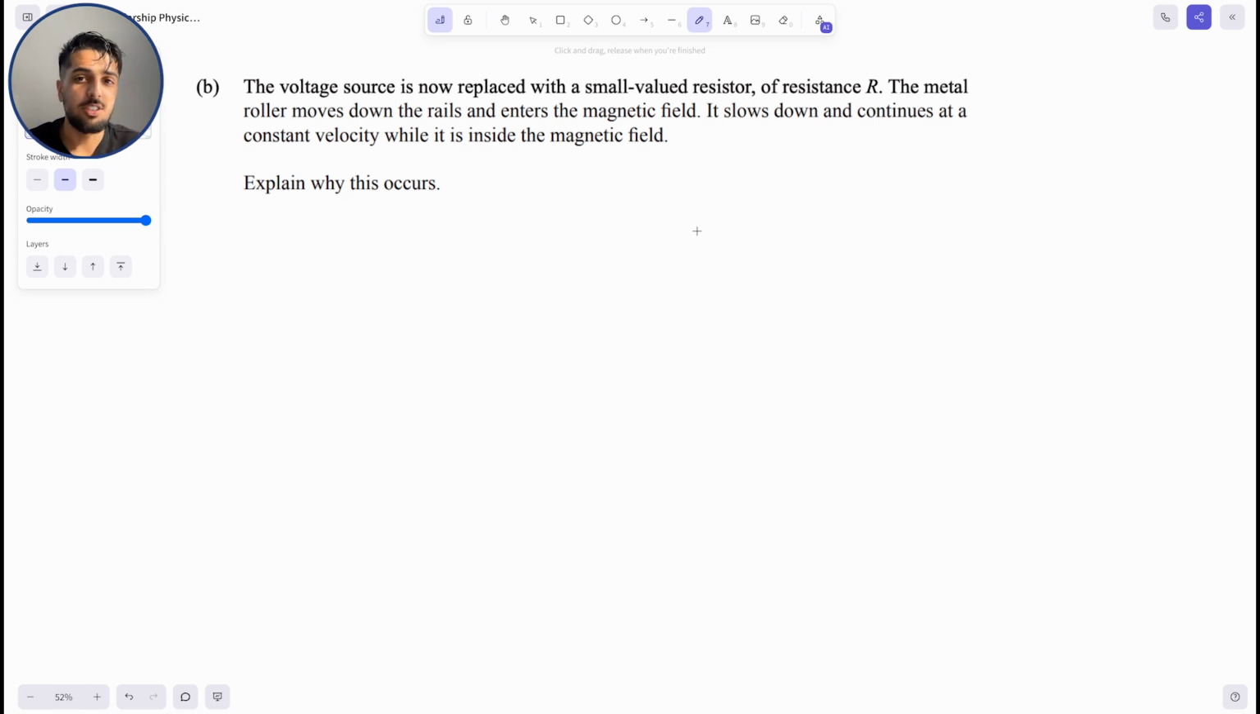The force due to Lenz's law will decrease to a point where it and the weight force down the slope are equal. And at this point, as there is no net force, therefore there is no acceleration due to Newton's second law, and the roller will move at a constant speed. So we can write that in.